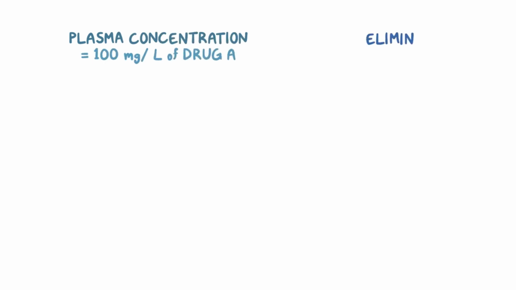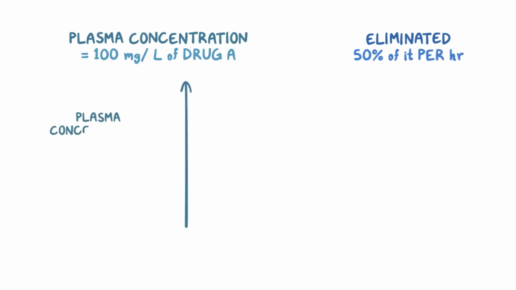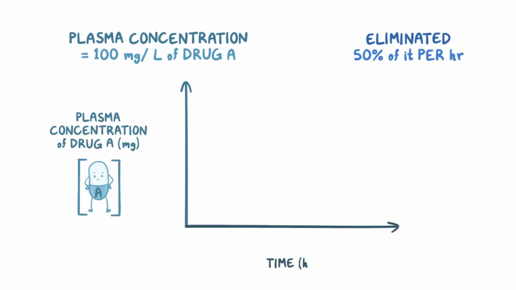So, for example, let's say we started with a plasma concentration of 100 milligrams per liter of drug A, and eliminated 50% of it each hour. Why don't we plot this onto a nice graph, with the plasma concentration of the medication on the y-axis in milligrams and the time in hours on the x-axis. So, after the first hour, we'll go from 100 milligrams per liter to 50 milligrams per liter, so we'll have eliminated 50 milligrams per liter.